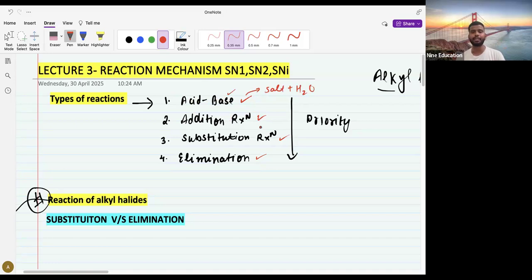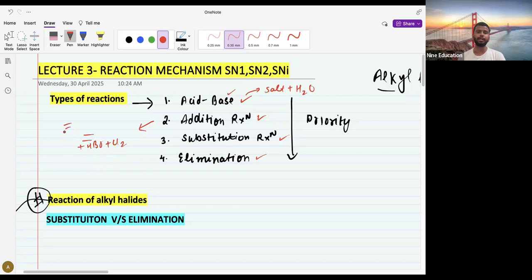Then we have addition reaction. We all have studied addition reactions in alkenes. And yesterday only we studied addition of, let's say, HBr or Cl2 on alkenes and alkynes. These are all addition reactions we have studied. Next, today we will study substitution and elimination reactions.